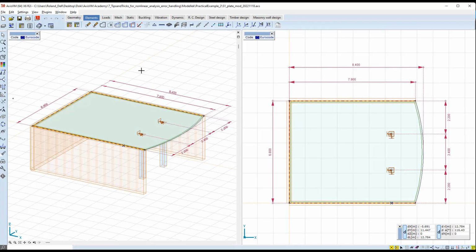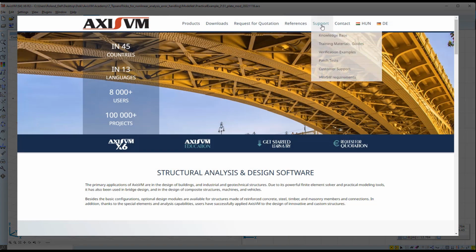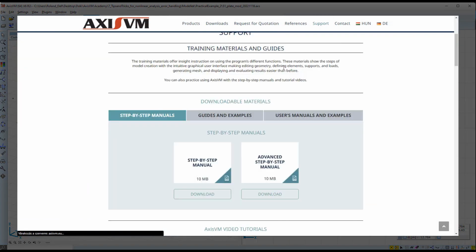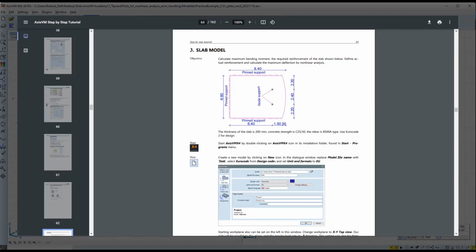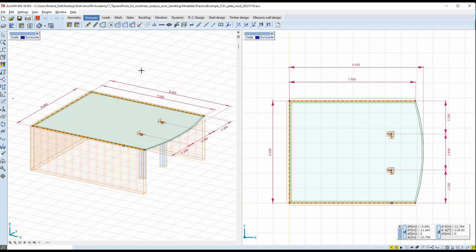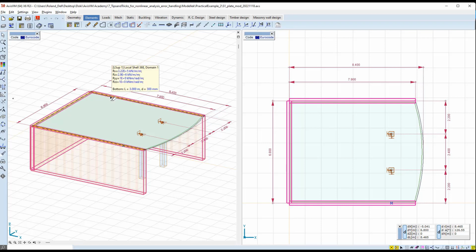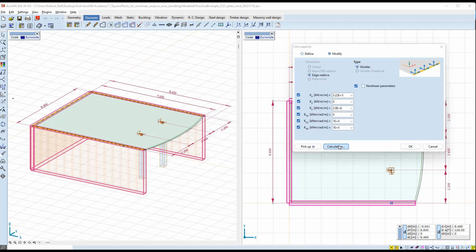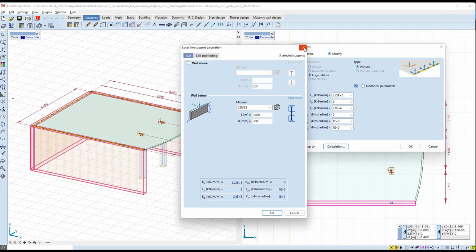The next model today is a reinforced concrete model. This model is not received through a support request, it is actually the slab model from the AXIS-AM step-by-step guide from the website. This model is a roughly 8 by 7 meter wide concrete slab, which has pinned line supports along its 3 sides, and it has 2 nodal supports representing the columns near the unsupported arched edge.